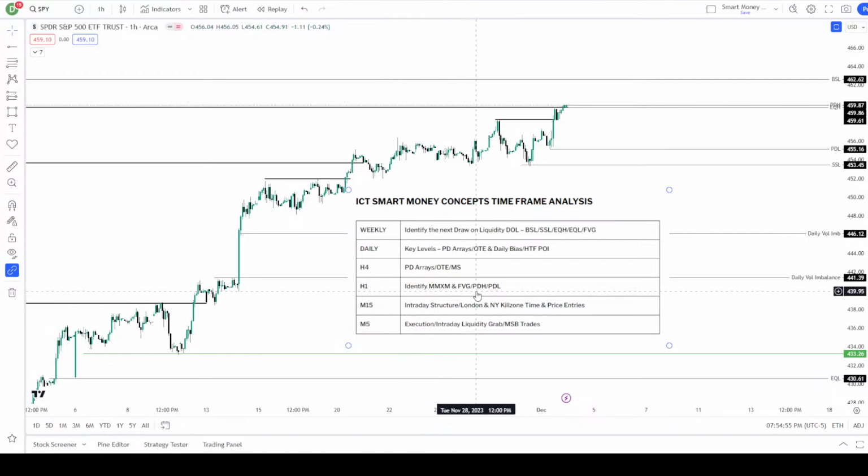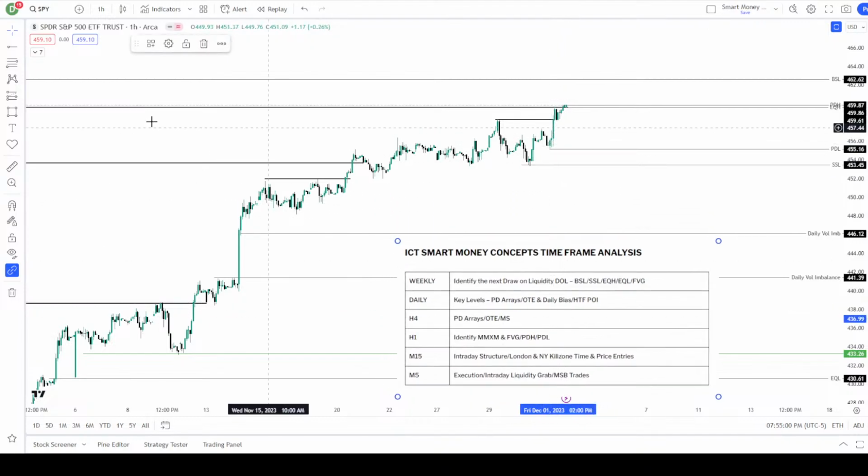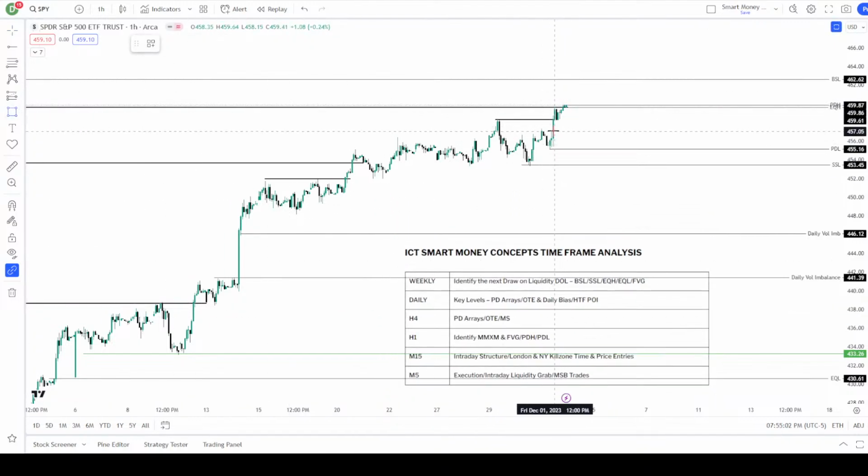Also looking at fair value gap, previous day high, previous day low. Okay, we got the previous day high, previous day low. Most recent fair value gap that we're watching is this one right here.